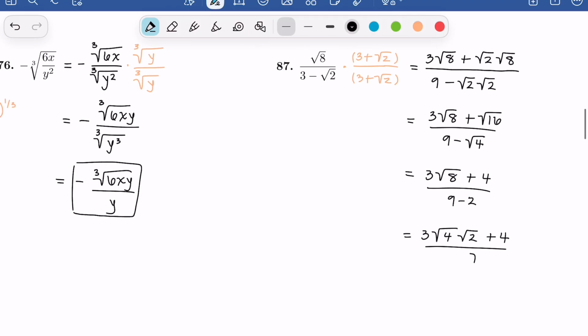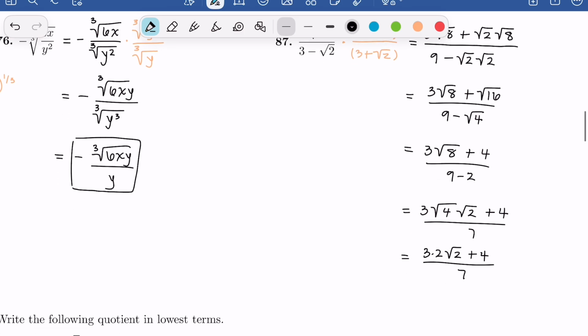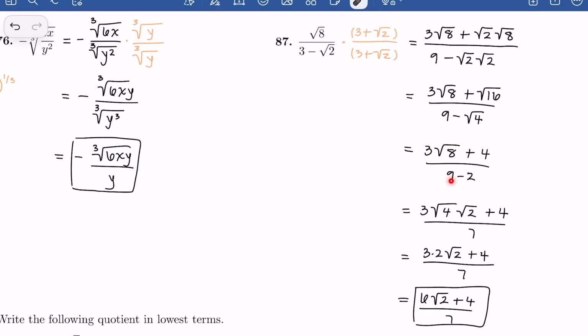We have 7 in the denominator. This is going to give me 3 times 2 times the square root of 2 plus 4 all over 7. And then lastly, fully simplifying this, I'm going to get 6 times the square root of 2 plus 4 all over 7. So just something to note here, if you had, let's say, rewritten this as 3 times the square root of 8 plus 4 over 7, you would have technically been incorrect here because this would not be fully simplified. So just keep that in mind when you are answering the homework problems.